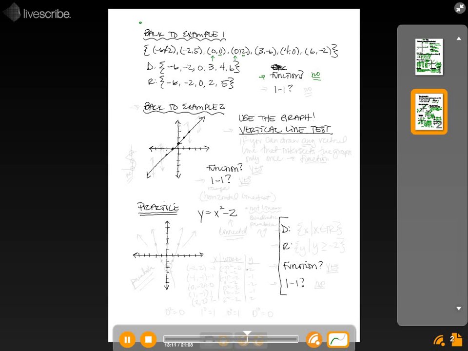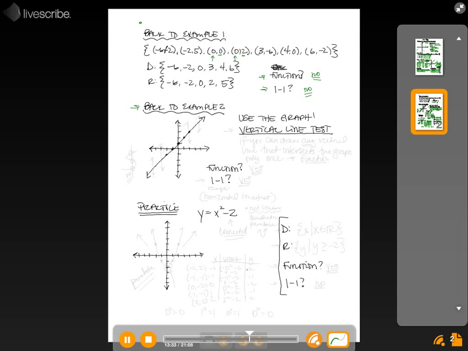Second part of this is easy. Since it wasn't a function to begin with, it's automatically not one-to-one. Okay? Again, one-to-one has to be a function first. If it is a function, then we check for repeats in the range. But since it wasn't a function to start with, it's not a one-to-one function. Let's look at example 2 now.